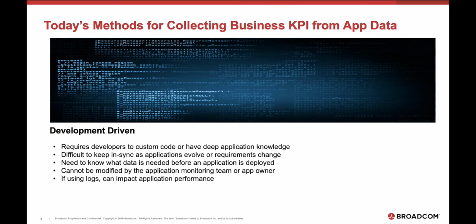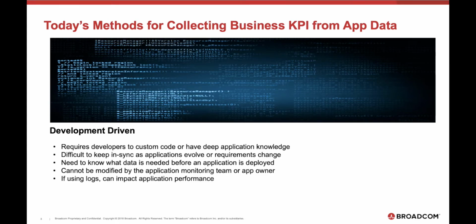The way that companies today are trying to collect this business KPI is by extracting it from the application data. In most cases, this requires developers to change the application code or for someone to have deep application knowledge to extract information from a database. This makes it very difficult to keep in sync as applications evolve or the requirements for business KPIs change. You also need to know what data is required before an application is deployed, as each change may require going through a full development cycle.